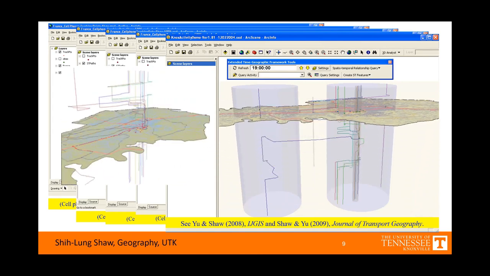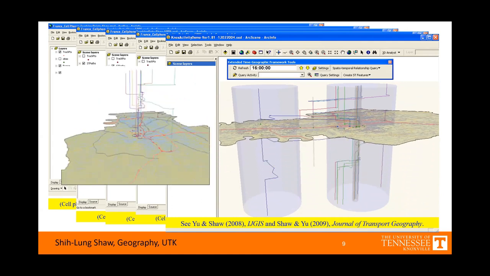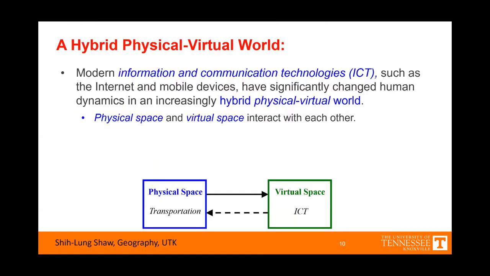It's really not the end of the story for humans. Now, still, these are locations in absolute space. But now we are living in an increasingly hybrid physical-virtual world, especially with the so-called modern information and communication technology, our cell phones, internet, and so on and so forth.